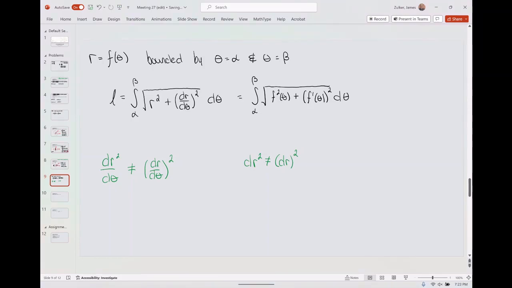Another thing you see commonly in applications is the delta notation, right? This is the change of r, then squared. The other one is the change of r squared. So you don't want to be lazy and forget your parentheses. They have two totally different meanings.